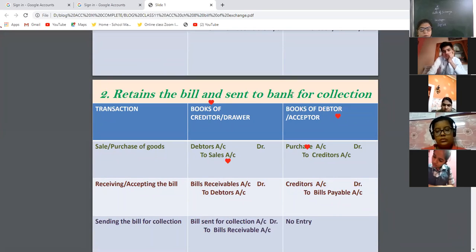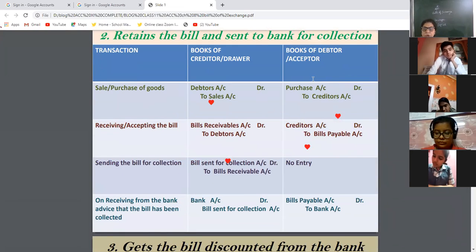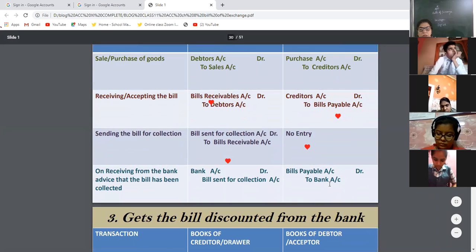Then the second option is bill sent for collection. Bill sent for collection means the banks now give facilities to their account holders, so they will collect the amount and deposit it in their bank account. The first two entries will be the same in both books. Then this entry, bill sent for collection debit to bills receivable, because he is sending the bill to the bank. But the drawee will not pass any entry, and on maturity he will pass the same entry, bills payable to cash or bank. Generally through bank, because the bank will take the amount, and nowadays it is online.